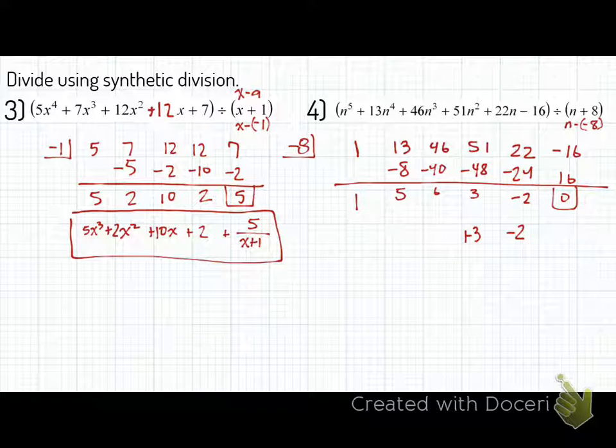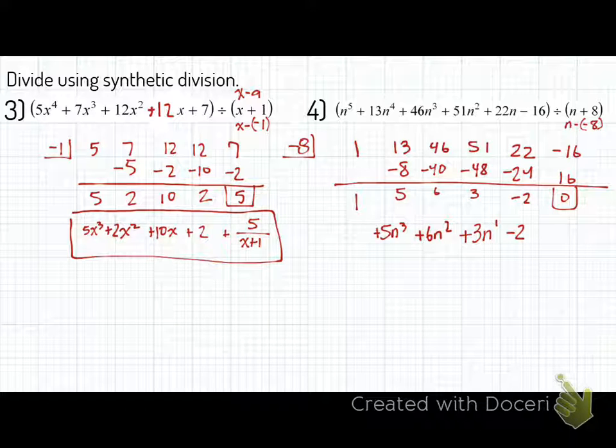Here we go. This is going to be your constant term, okay? So this is your remainder. Are there any remainders? No, so negative 2 has to be your constant, which means this has to be positive 3n, or n to the first. You see that? Then we have positive 6n squared. You see how I'm going ascending on my exponents? Next one, positive 5n to the third. I'm just copying the 5 as the coefficient. And then we got positive 1n to the fourth.